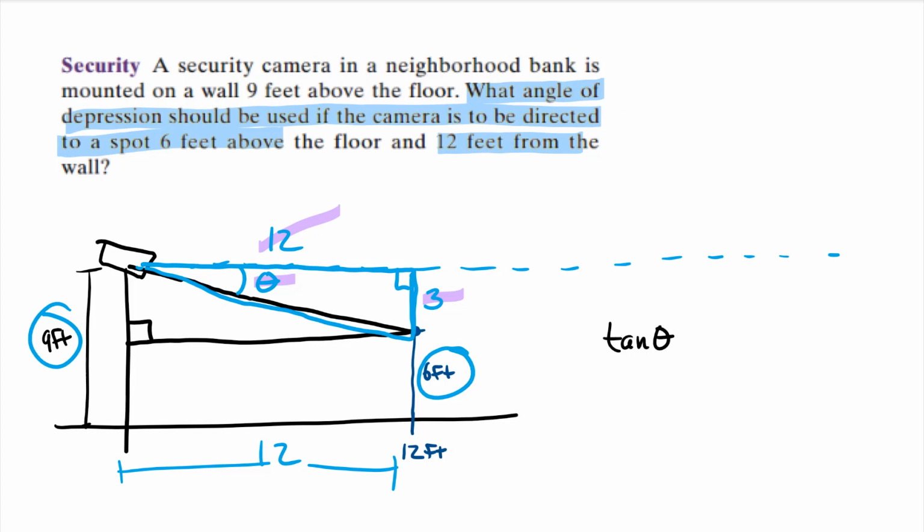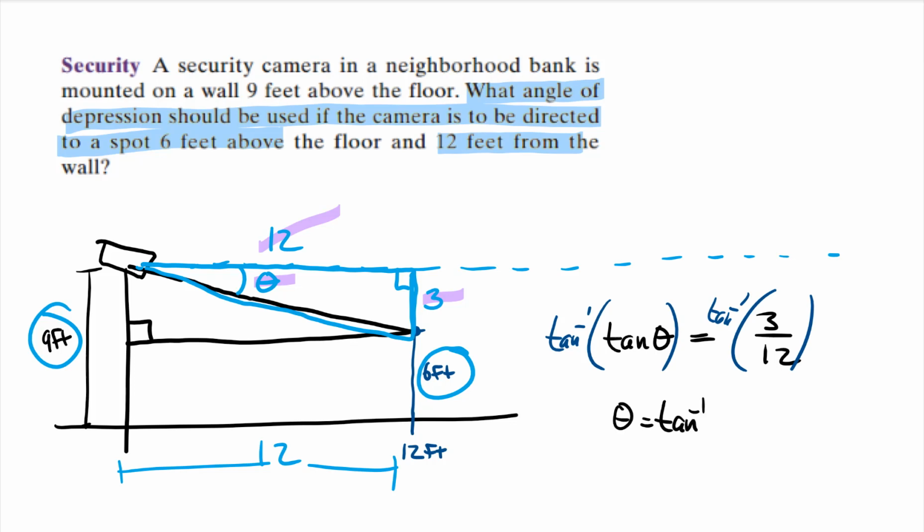Therefore, tangent of theta is equal to 3 over 12, or 1 over 4. But it doesn't matter. You're going to punch it in a calculator. Now we hit it with an inverse. And theta is equal to inverse tangent of 3 over 12, or 1 over 4. If you want to reduce it down more, you can let your calculator do it. And we get approximately 14.0 degrees. That would be the angle.